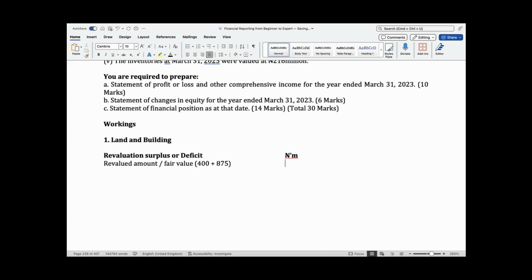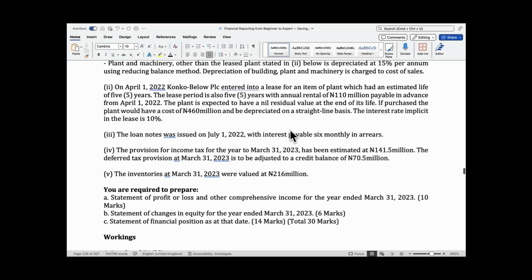How much is that? You have to bring out your calculator, guys. That's 1,275. You compare that with the carrying amount of that asset. And how do you get carrying amount? It is the cost of that item. And what's the cost of this item? You go to your trial balance. The land and building one is 1,350.